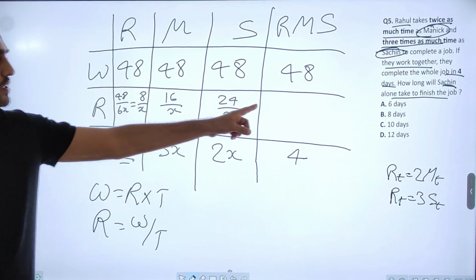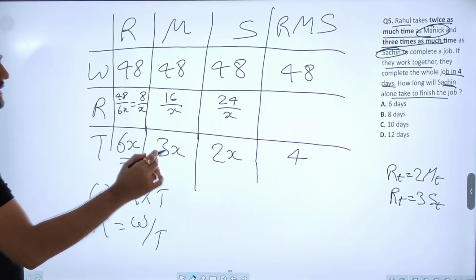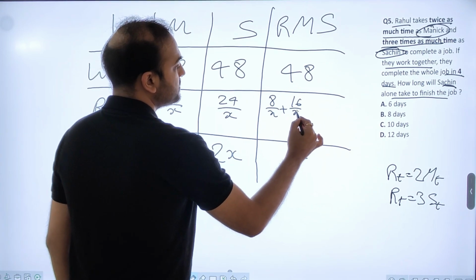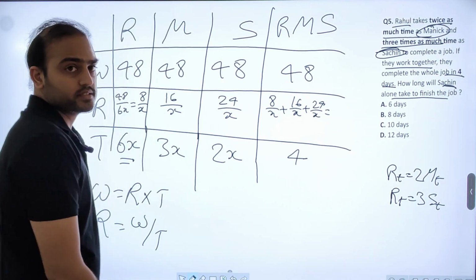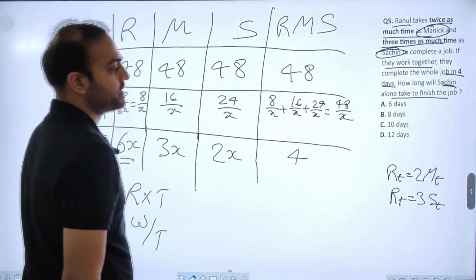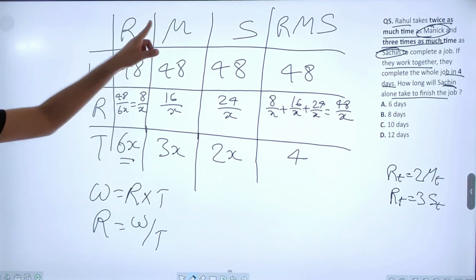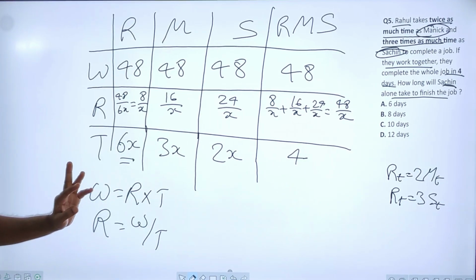Now, if the three of them work together, when people work together, the rate adds up. So that is 8 over x plus 16 over x plus 24 over x. If you add all of it, that is 48 over x. Final step, for each column, the relationship work is equal to rate into time needs to be applied.